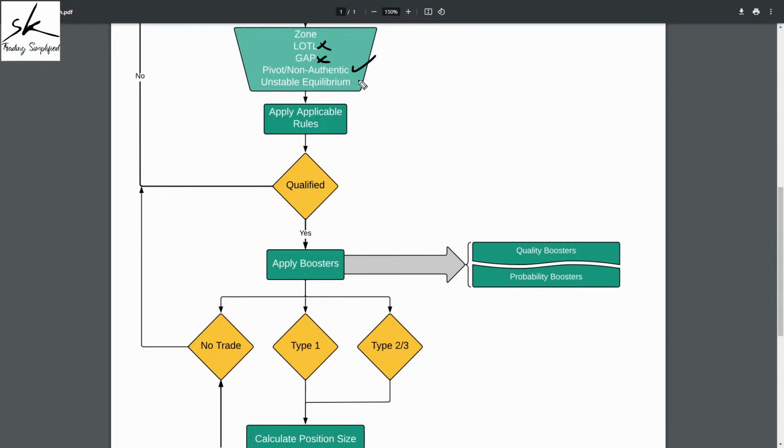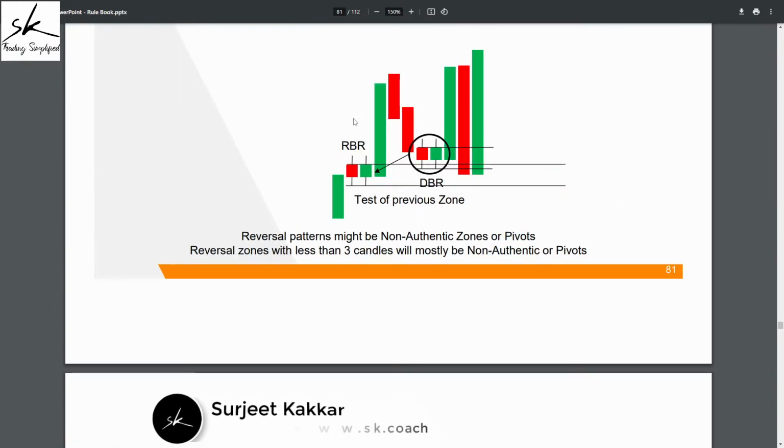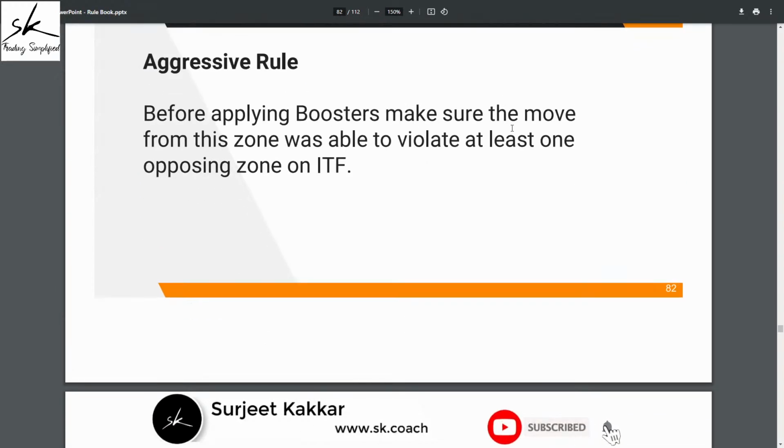This is definitely a case of pivot and not an authentic zone because it's a drop based rally. So we always consider drop based rally and rally based drops as pivot and not authentic zones. And to qualify them, we have two different approaches. One is the conservative, which says that before applying the boosters, make sure the move from the zone was able to violate at least one opposing zone on the intermediate time frame.